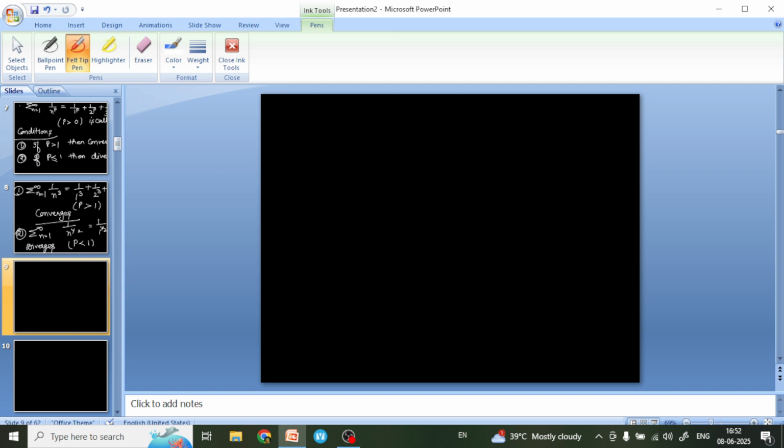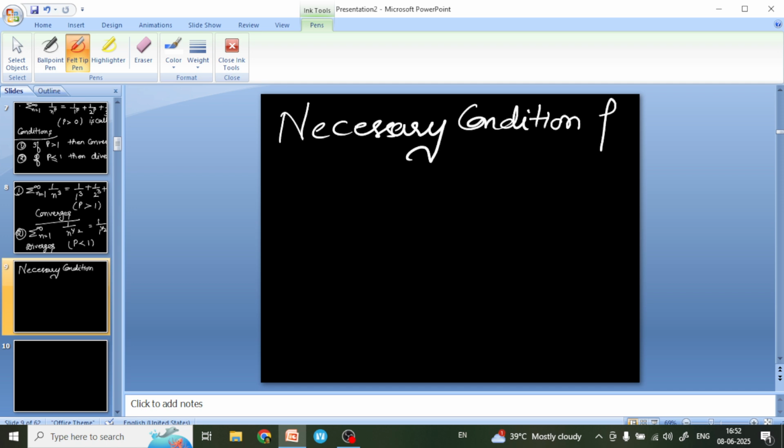Now next, the points you should keep in mind: what are the necessary conditions for convergence? Necessary condition for convergence.